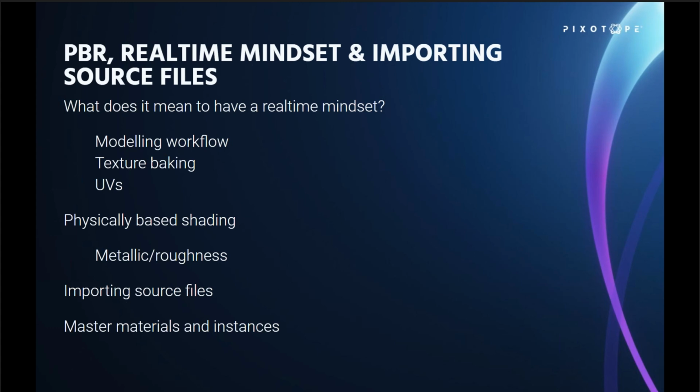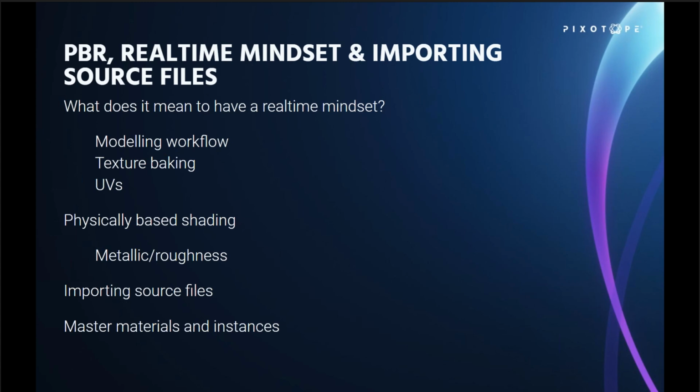Pixotope is a custom version of Unreal, and Unreal is, in a sense, a game engine, which means you have to think like a game artist when you're creating your assets. And that means that you have to adapt your modeling workflow to how you would create an asset for a game engine. Same goes with how you do textures. We're going to dive into how to do texture baking, and you need to make sure that you have UVs. For example, if you're going to do light maps, you need an extra UV slot for the light map.